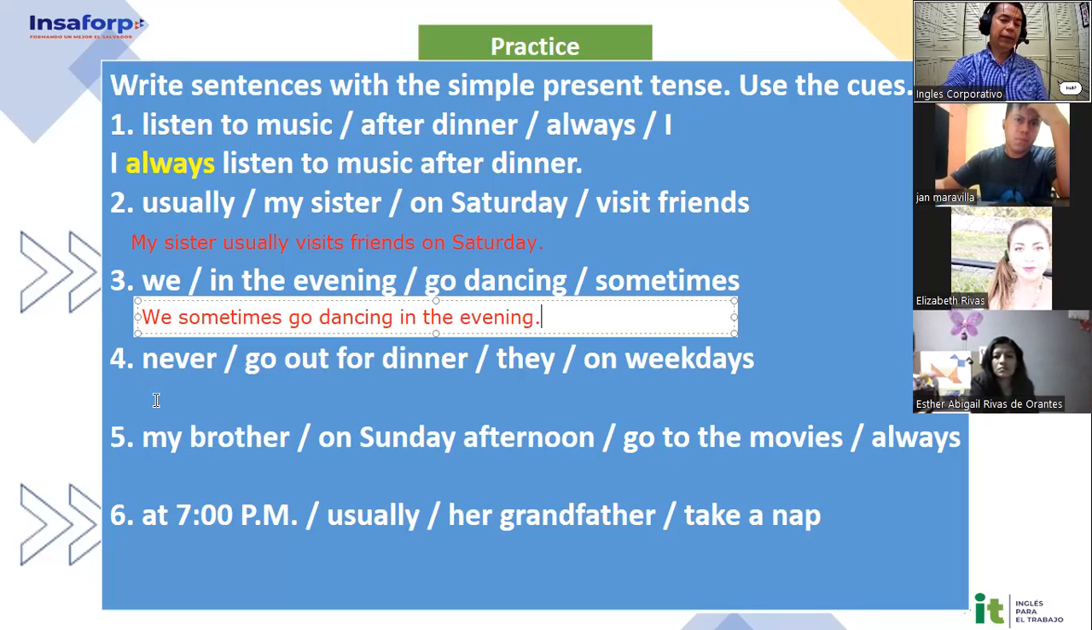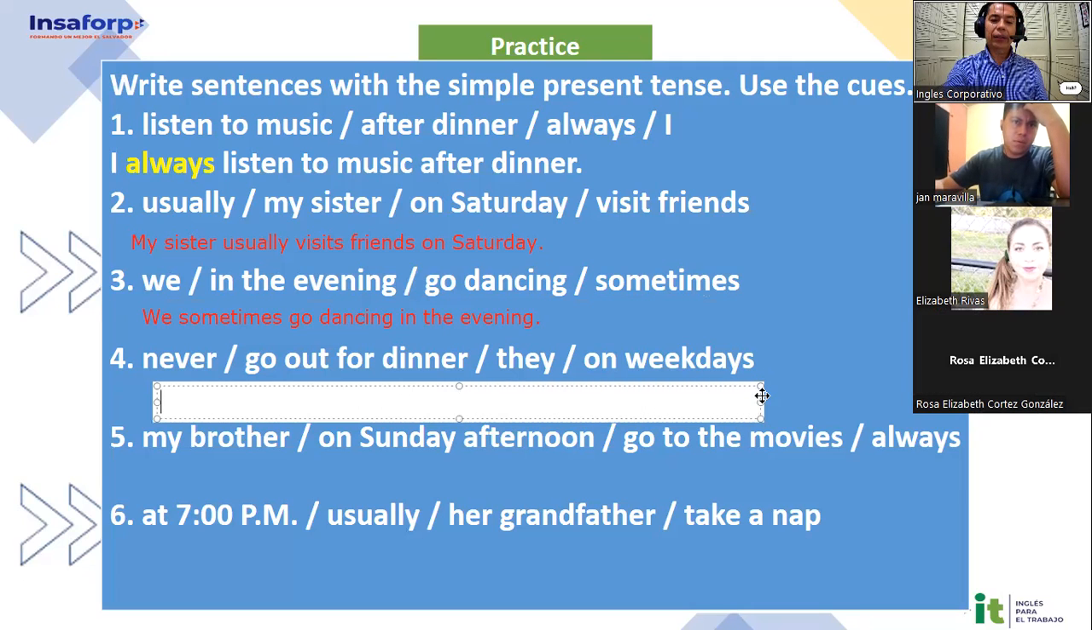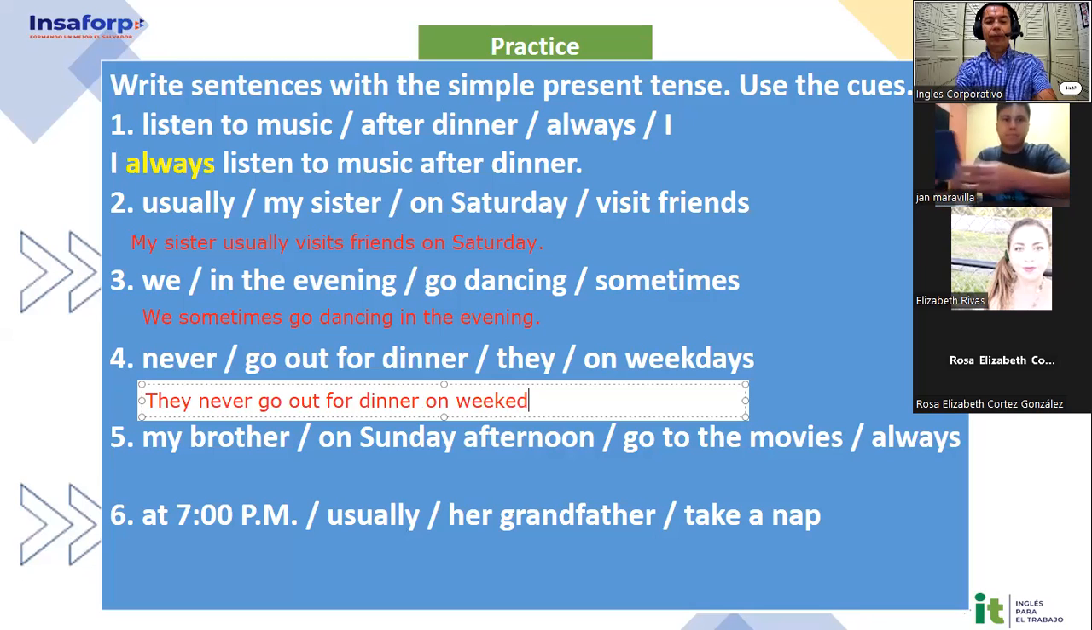Now, please, Elizabeth. Number four, Elizabeth. They never go out for dinner on weekdays. Weekdays, right? Thank you very much. Excelentoso. Very good. Number five.